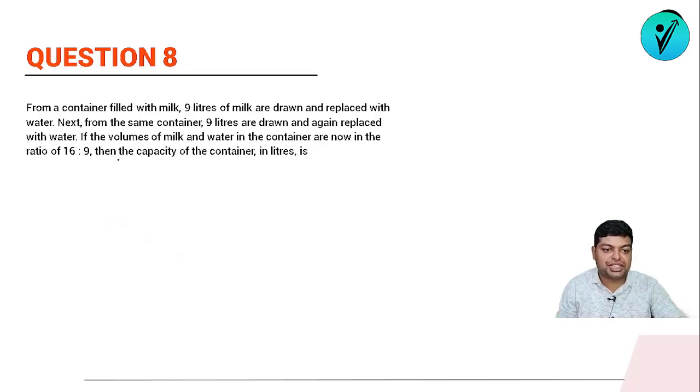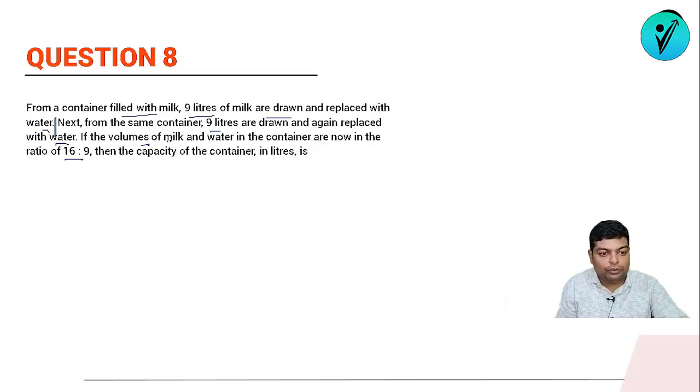Moving on to the next question. Next question is from the chapters of mixture and alligation. From a container filled with milk, 9 liters of milk are drawn and replaced with water. Okay, so a container is filled with milk. Now what we are doing, we are taking out 9 liters of milk and replacing it with water. Next, from the same container, 9 liters are drawn and again replaced with water. If the volumes of milk and water in the container are now in the ratio of 6:19.